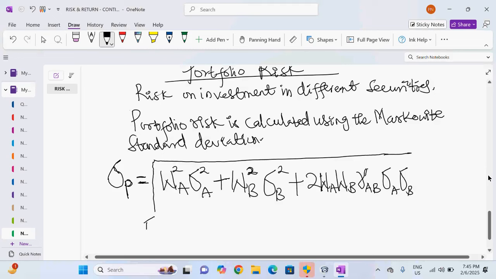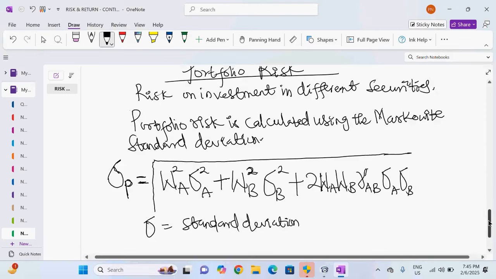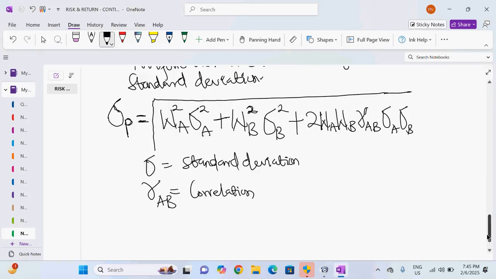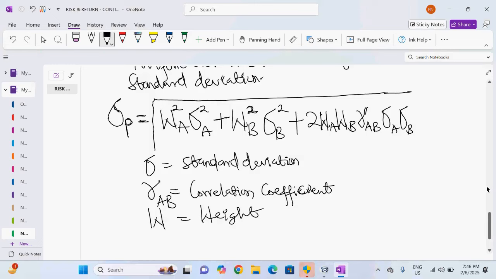That is it. Where this symbol is, of course, the standard deviation. Then RAB is the correlation coefficient. And the W we know is the weight, so WA means the weight of A.